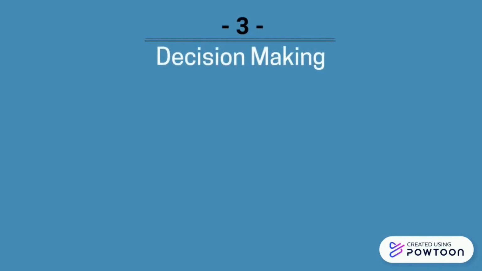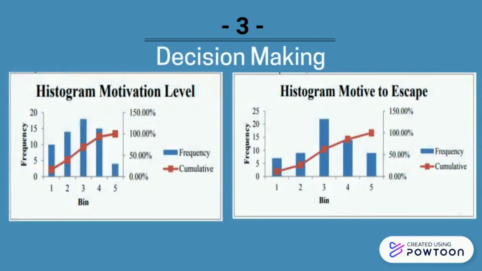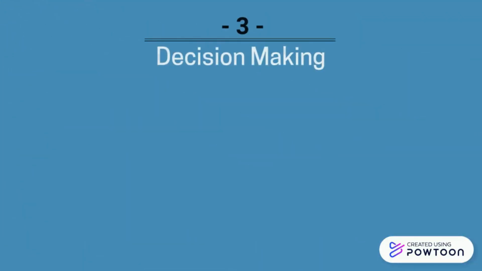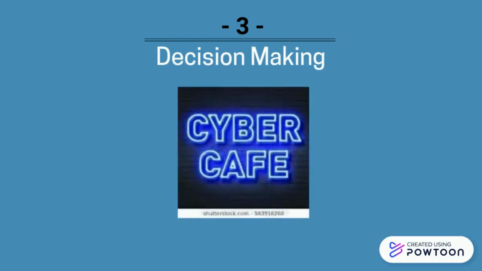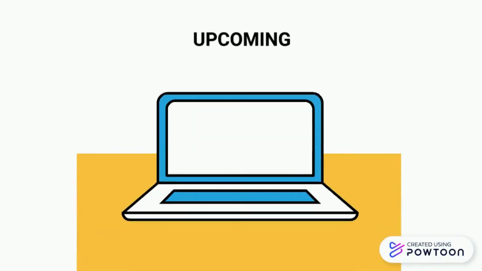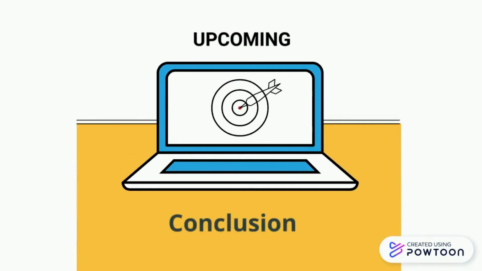Now we shall look into how this result will influence the decision of the UM management. By looking back into these two histograms, we found that the mode for the motivation level and the motive to escape for UM students is 3. Therefore, by looking back into the situational matrix, a UM student will have a probability of 70.65% of being involved in online video games. The UM management will have to build a cyber cafe. We will now look into the conclusion of the study.